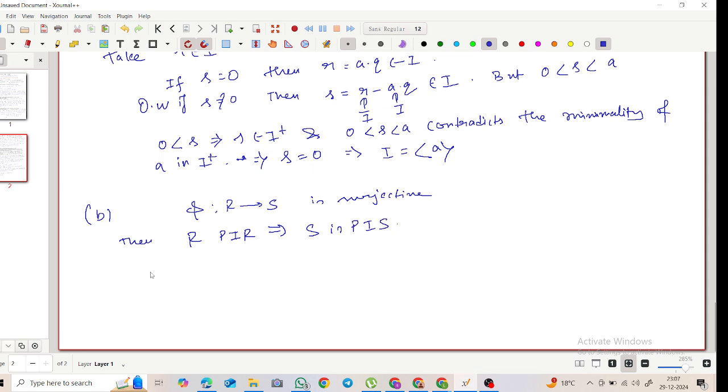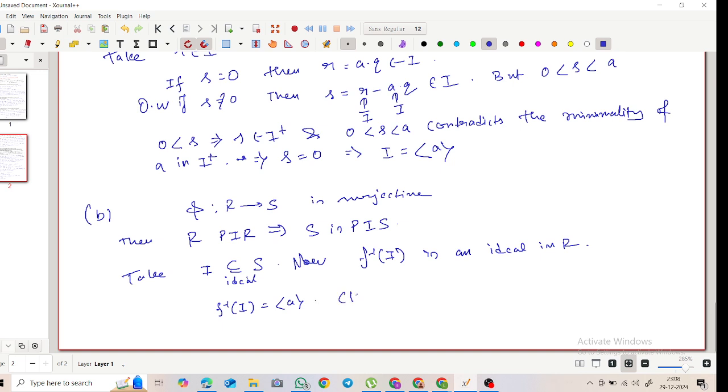Okay. So just take any ideal, take I subset of S, be any ideal. Now f inverse I is an ideal in R. Since R is a PIR, f inverse I is generated by some a. Okay. Claim: I is generated by f(a). Okay.